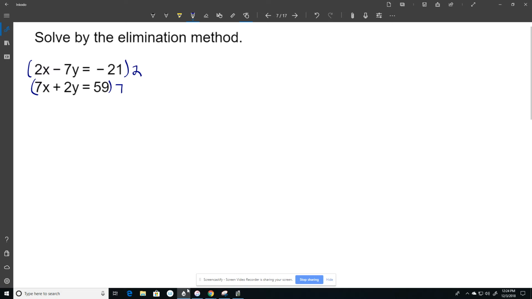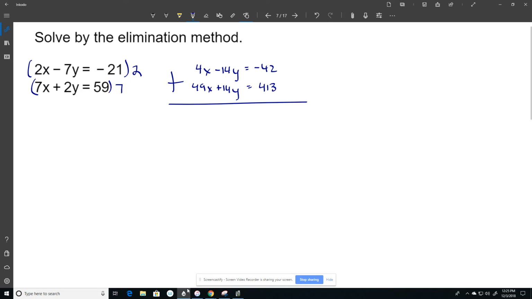So multiply everything by 2. 2 times 2x is 4x. 2 times -7 is -14y. 2 times -21 is -42. And on the second one, 7 times 7x is 49x's. 7 times positive 2y is positive 14y. And 7 times 59 is going to be 350 minus 7. Nope, 420 minus 7. So 413. Because 7 times 60 is 420, but it's not 60, it's 59. So 413. Then I just add these equations together because I want these y's to go away.